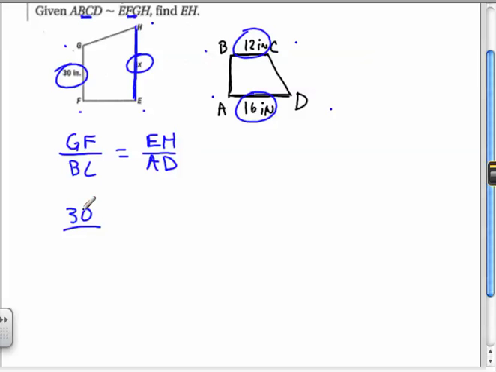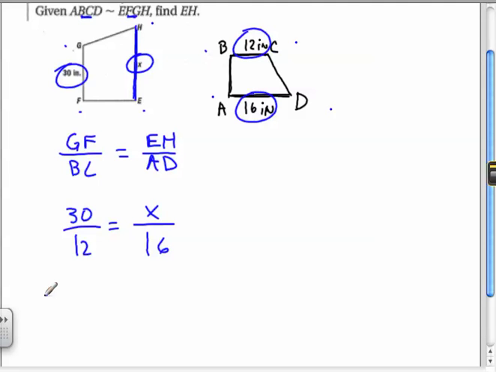30. And how about the length of BC, Justin? The length of BC is 12 inches. Good. All right. Let's fill in the numbers on the other side. What do we know for EH, Tut? It's X. Good. And what do I know for AD, Simon? 16. Okay. Do we know how to solve that?